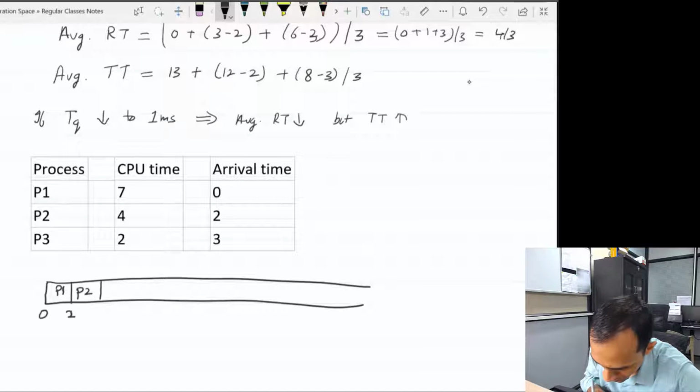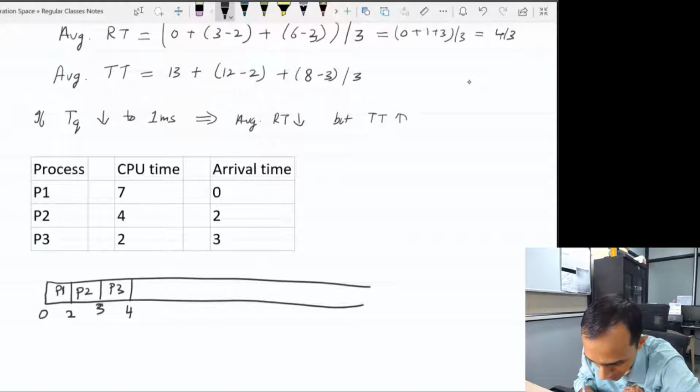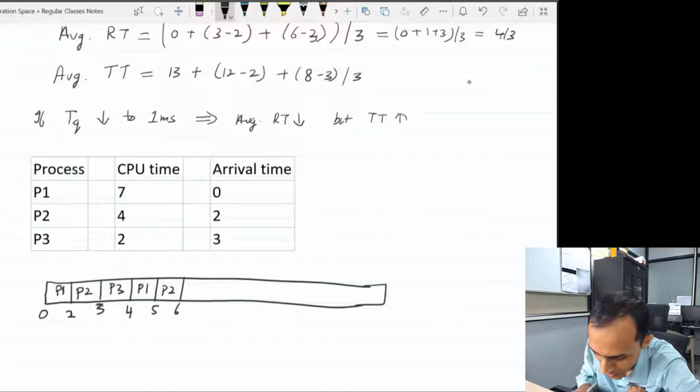Then at instant 3, P3 arrives, it will also switch. Now at time instant 4, which one is first in the ready queue? P1 is first in the ready queue, so P1 will run for another 1 unit of time. Then P2 will come till 6, and so on. You can continue this.